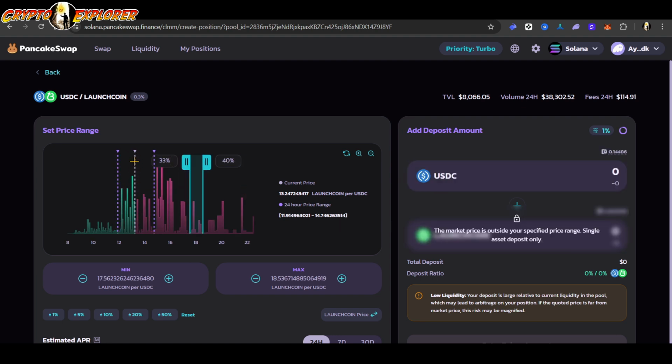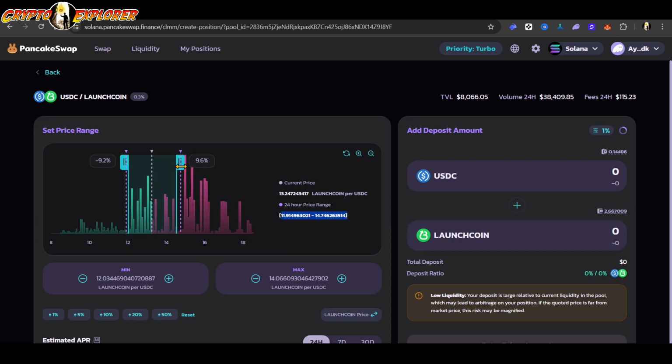In white, it's the current price range. The dashed lines in purple are just the 24 hours all-time highs and all-time lows. You see, this is a 24-hour price range, 11.9 up until 14.7. So this is to give users an understanding. So if you want to go ahead and set up a range according to those metrics, come here and you match the flags with those metrics, and that would be your current range.